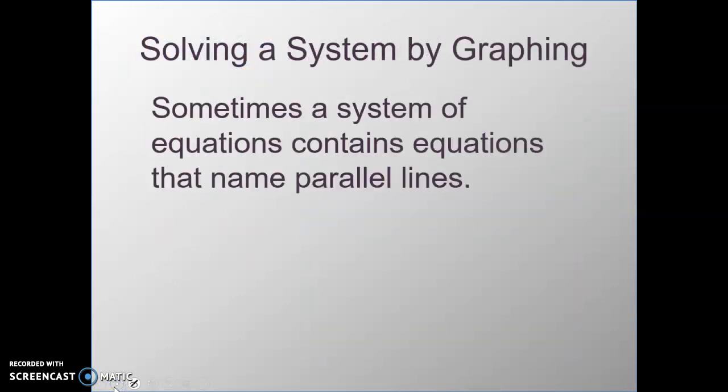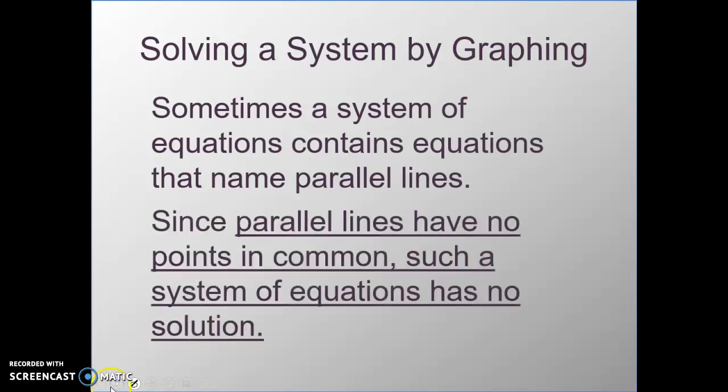Sometimes a system of equations contains equations that name parallel lines. Since parallel lines have no points in common, such a system of equations has no solution. Remember, parallel lines run side by side, essentially for all eternity, and never cross. If they never cross, then they don't have a solution.